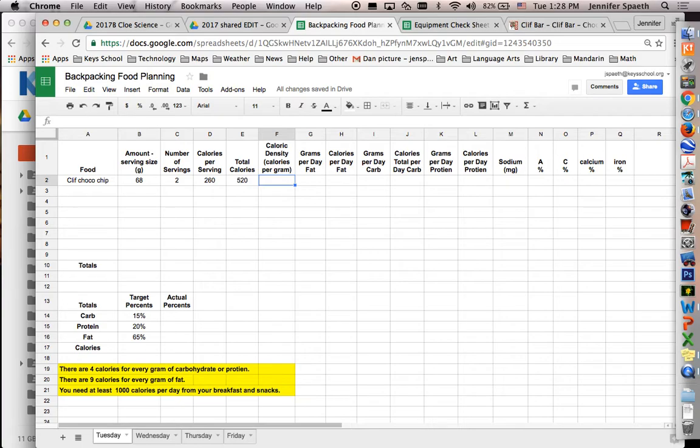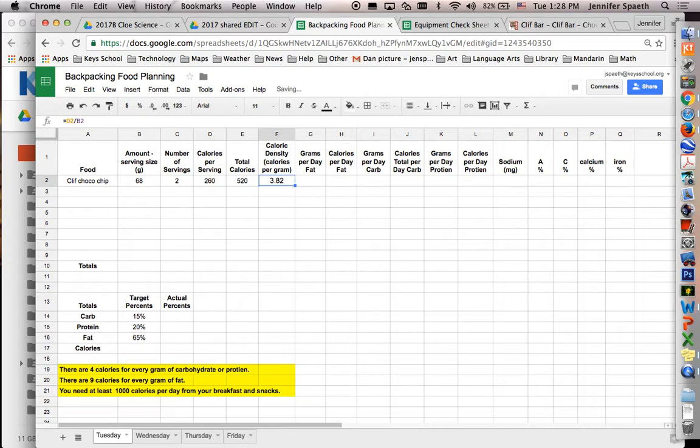Caloric density, we're looking at calories per gram. So I'm actually going to do the calories in 1 serving divided by the grams in 1 serving, so I get a good ratio there.